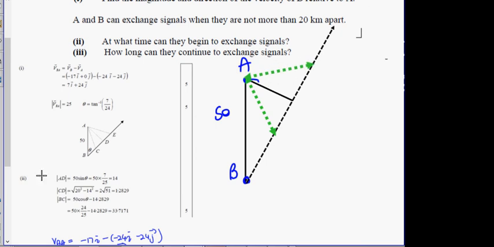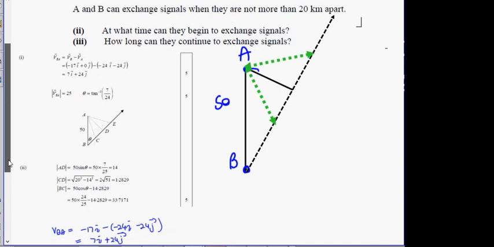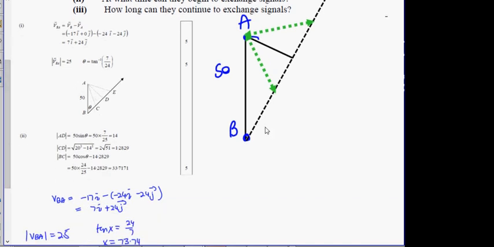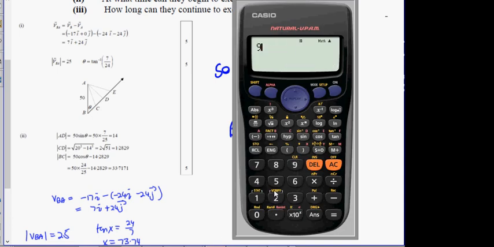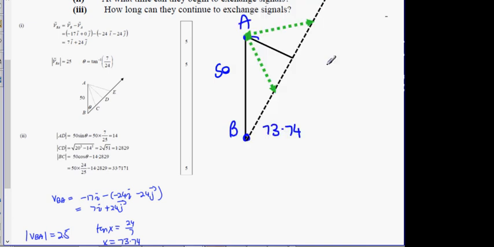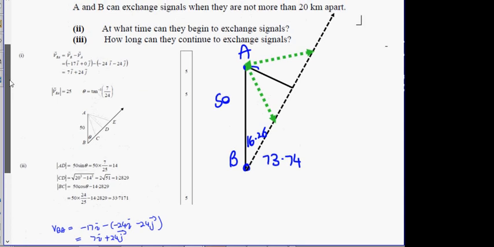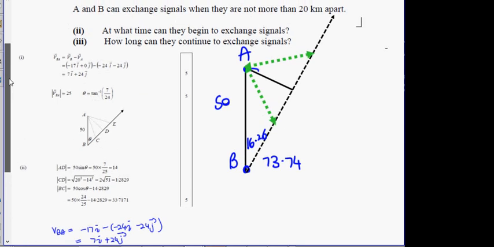So what we've got to do next is figure out some angles. We know that this angle here is what? We know that here is 73.74, 90 minus that, 16.26. So we've got our 16.26 in here now. Now, what else do we have to find out? At what time can they begin to exchange signals?